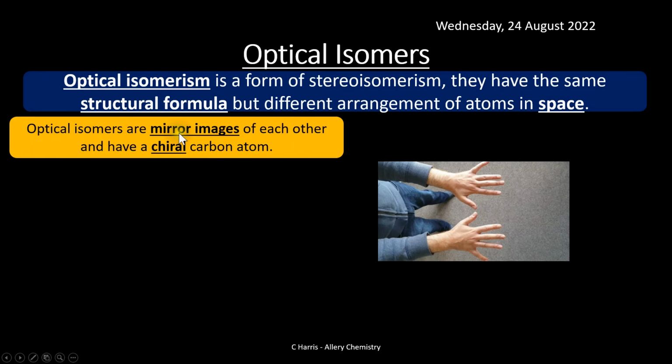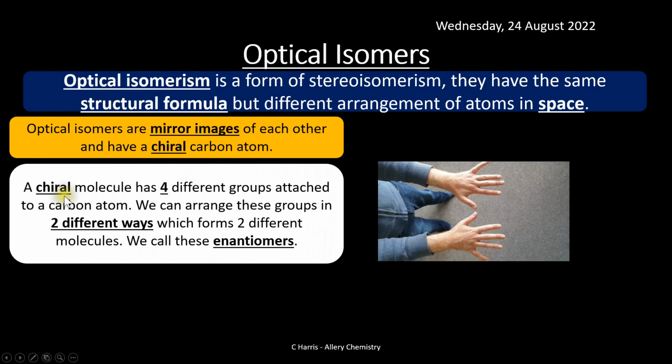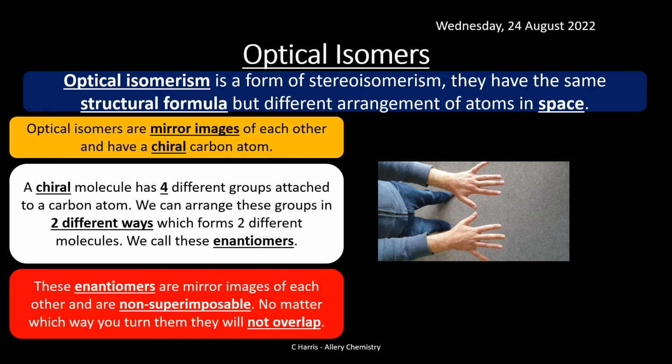So optical isomers are mirror images of each other, and they have something called a chiral carbon atom in the middle. A chiral molecule has four different groups attached to a carbon atom, and we can arrange these groups in two different ways, which forms two different molecules. We call these enantiomers. All will become clear when you see an example. These enantiomers are mirror images of each other and are non-superimposable. No matter which way you turn them, they will not overlap.